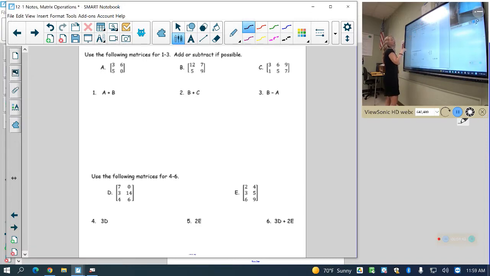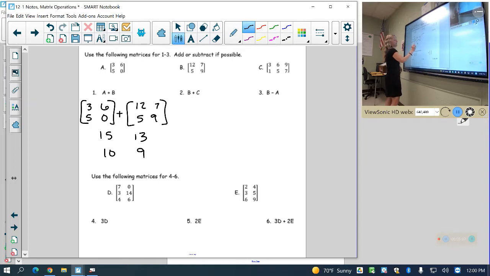So A plus B means I'm going to take 3, 6, 5, 0, and I'm going to add matrix B, which is 12, 7, 5, 9. Add the corresponding rows and columns. So 12 plus 3 is 15, 6 plus 7 is 13, 5 and 5 is 10, 0 and 9 is 9. And that's my solution. What if I add B plus C?